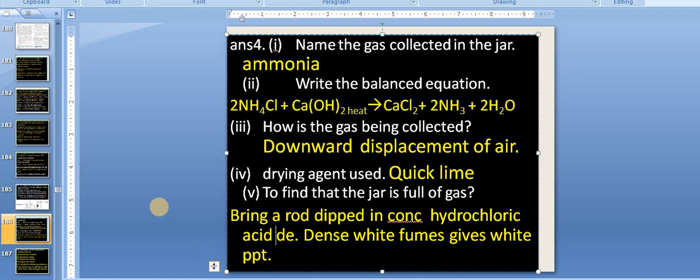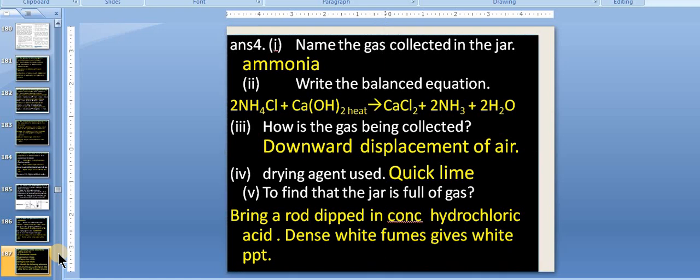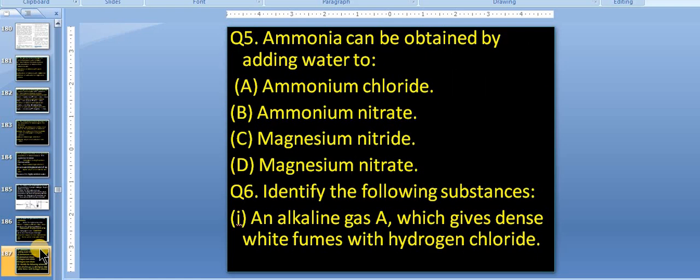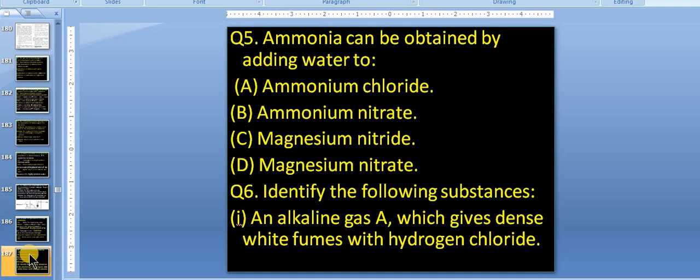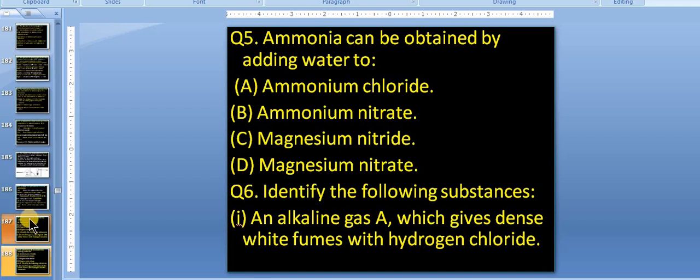Concentrated gives a reaction very fast. That's the only way, otherwise no as such. Both are actually giving; dilute also gives, but normally the nomenclature we use is concentrated. It gives a reaction fast, easily detectable. We can say the intensity of fumes will be very high, otherwise it would be light. This is the only difference. Otherwise, no.